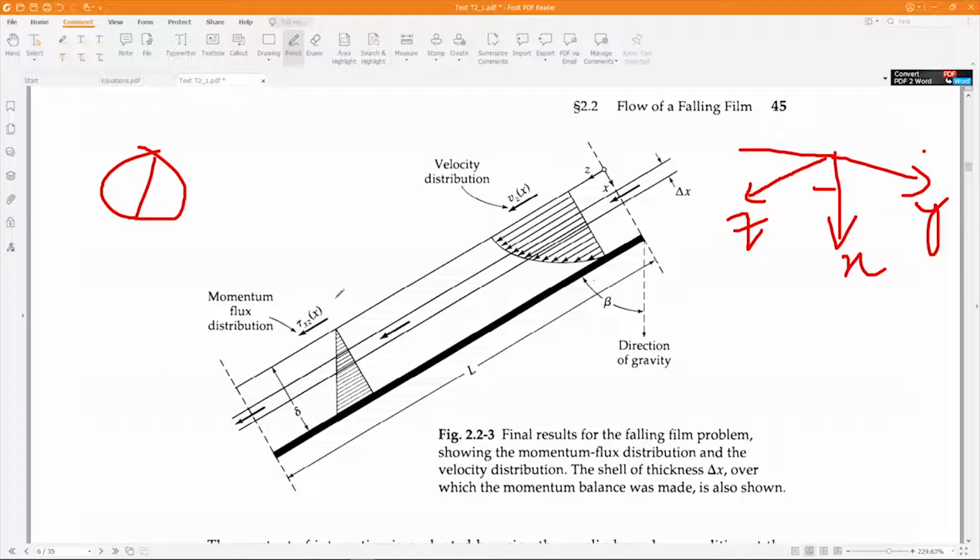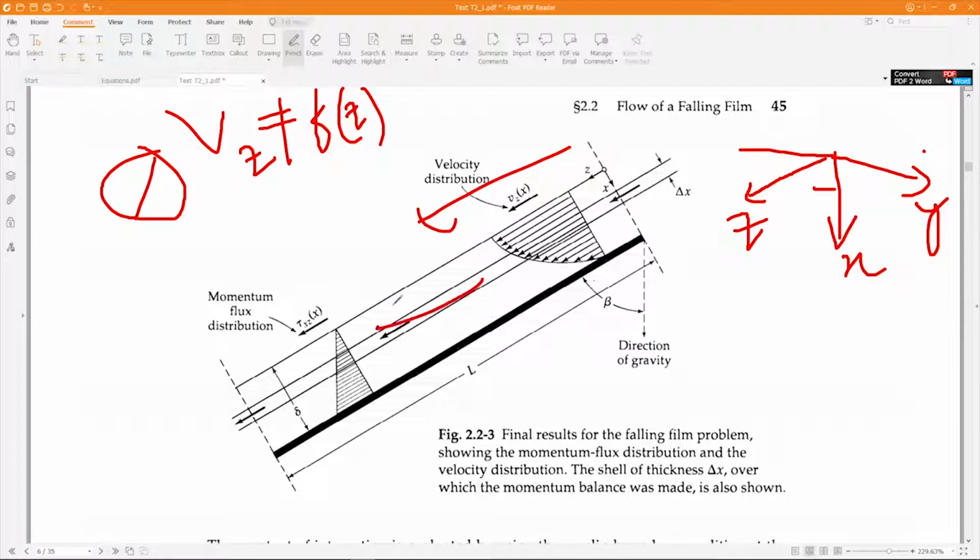Okay. Now, obviously if you choose this coordinate system, then the fluid is flowing in this direction, so Vz. Definitely Vz is not a function of z, because it is fully developed flow. You already assume that, and there is no flow in the x direction. So Vx is 0, Vy is 0, because there is no flow in the y direction or x direction.